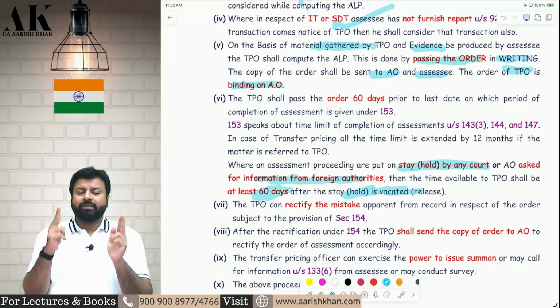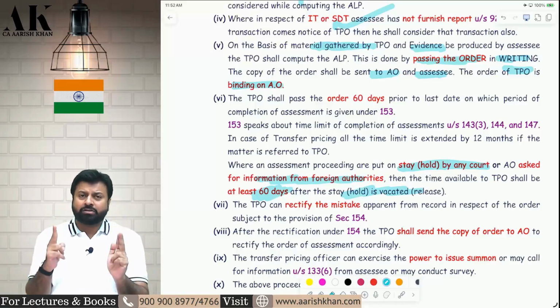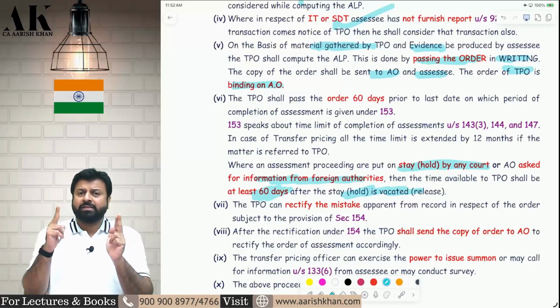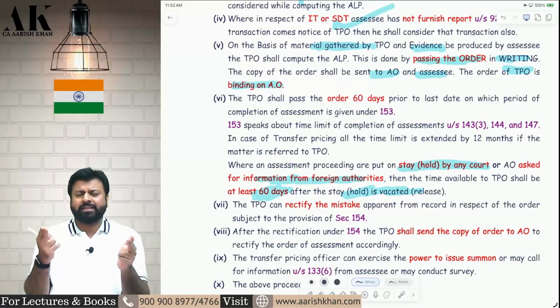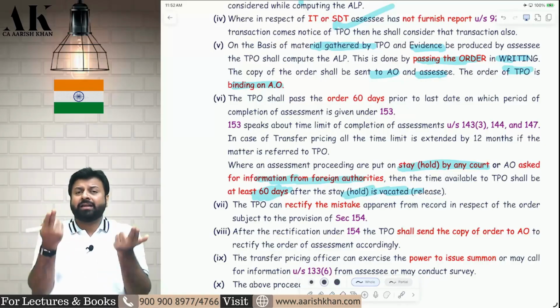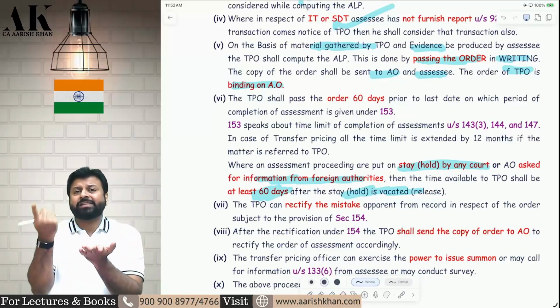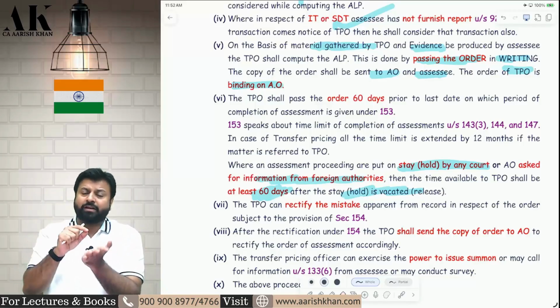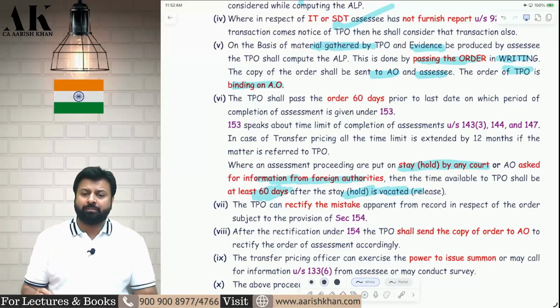So first of all, if the proceedings are kept on hold because of a court stay or because of the information they are going to get from foreign authorities, say it is kept on hold for 30 to 40 days, say 30 days. So whenever it is resumed, you will get extra 30 days, and after that, whenever it is resumed, you will get extra 60 days. Even after excluding this 30 days, at least 60 days more should be there to complete the proceeding in your case.